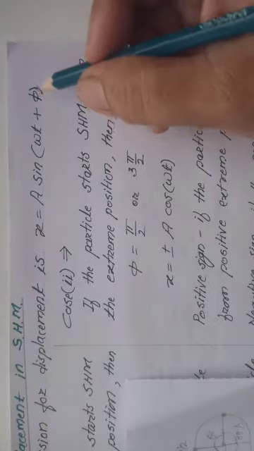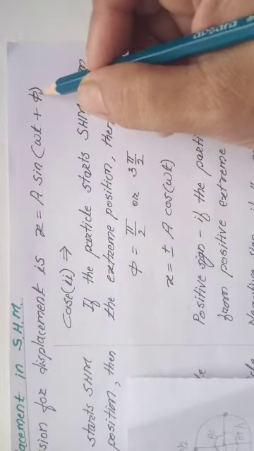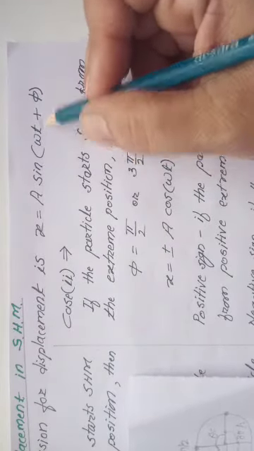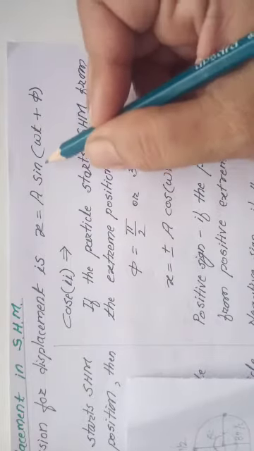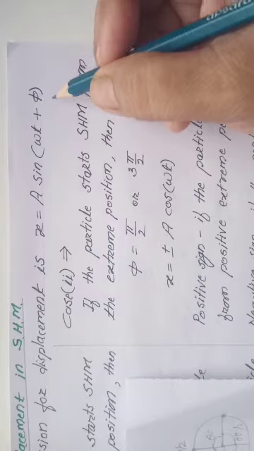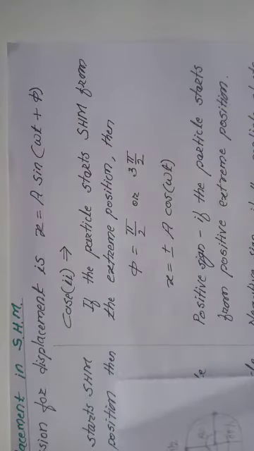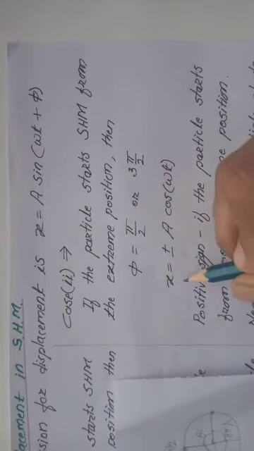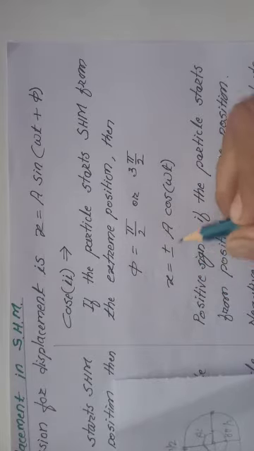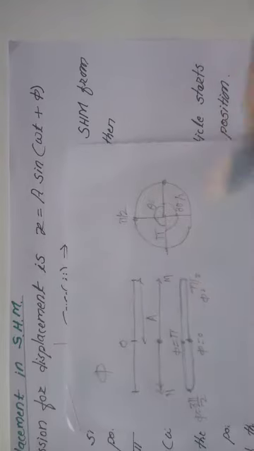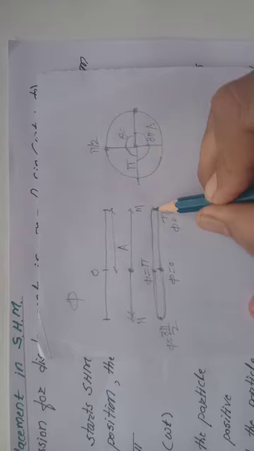When we put the value of phi is equal to pi by 2 or 3 pi by 2, sine of omega t plus pi by 2 becomes cos omega t, and sine of omega t plus 3 pi by 2 becomes minus cos omega t. So we get this expression for displacement: x is equal to plus minus a cos omega t. Here again, a positive sign if the particle starts from the positive extreme position, we take the positive sign of displacement.